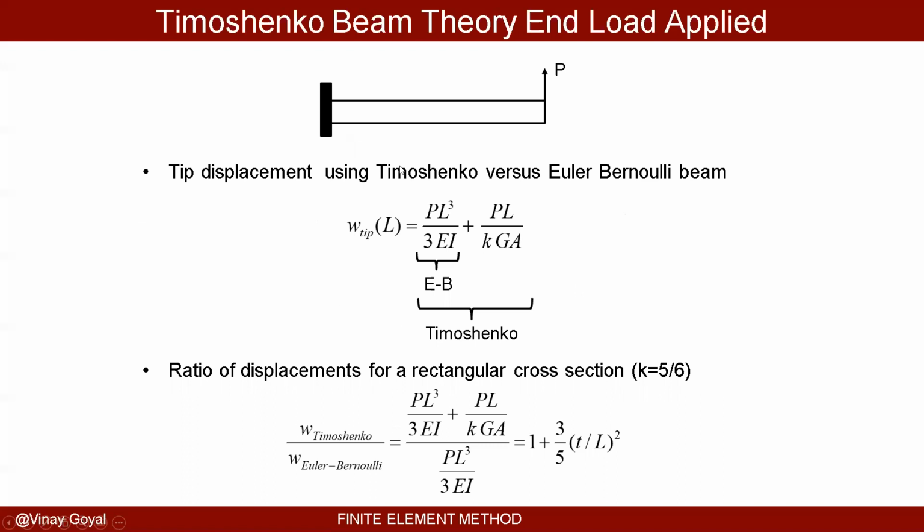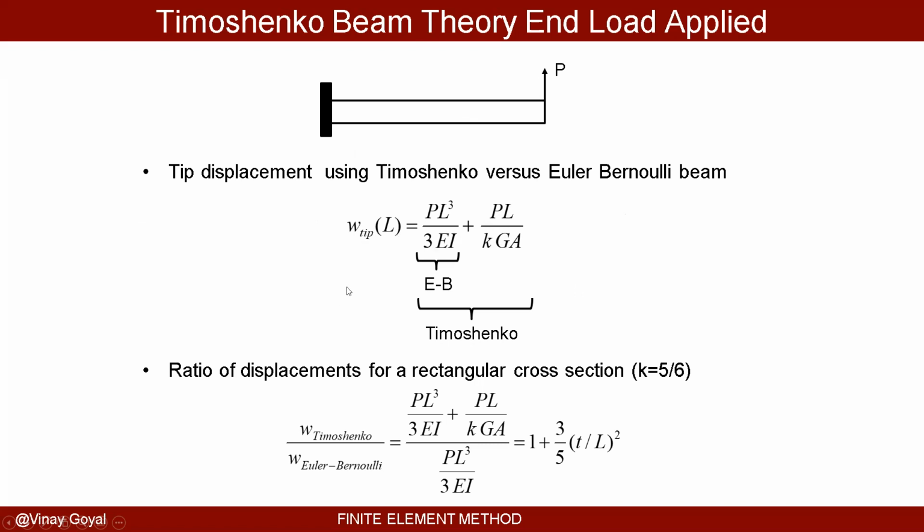If I compare the tip deflection using Timoshenko versus Euler-Bernoulli beam, you'll find that you get this extra term. In Euler-Bernoulli beam, you only get this term, but for short beams, this becomes more of a contributor to the total tip deflection.